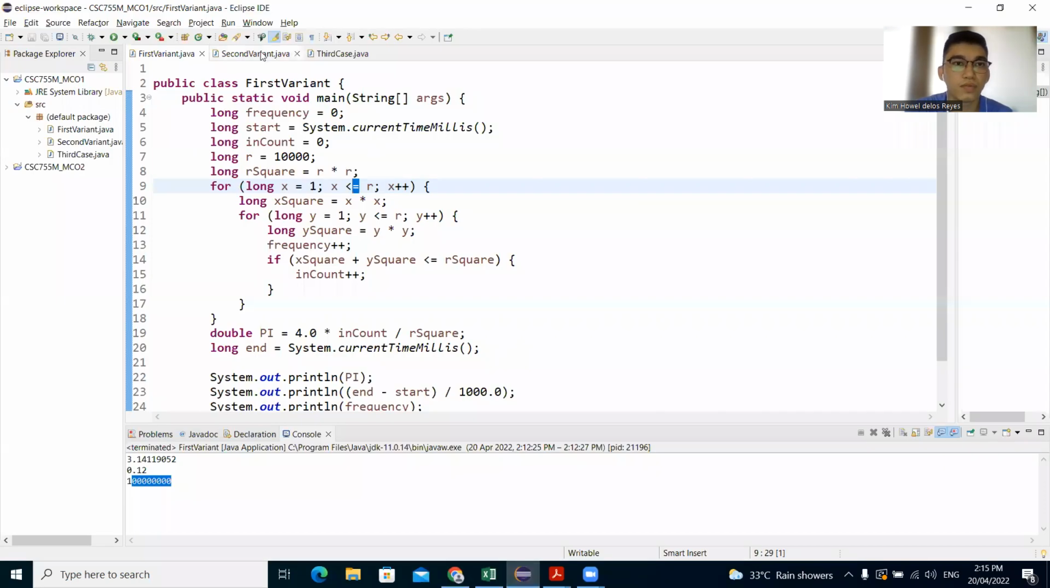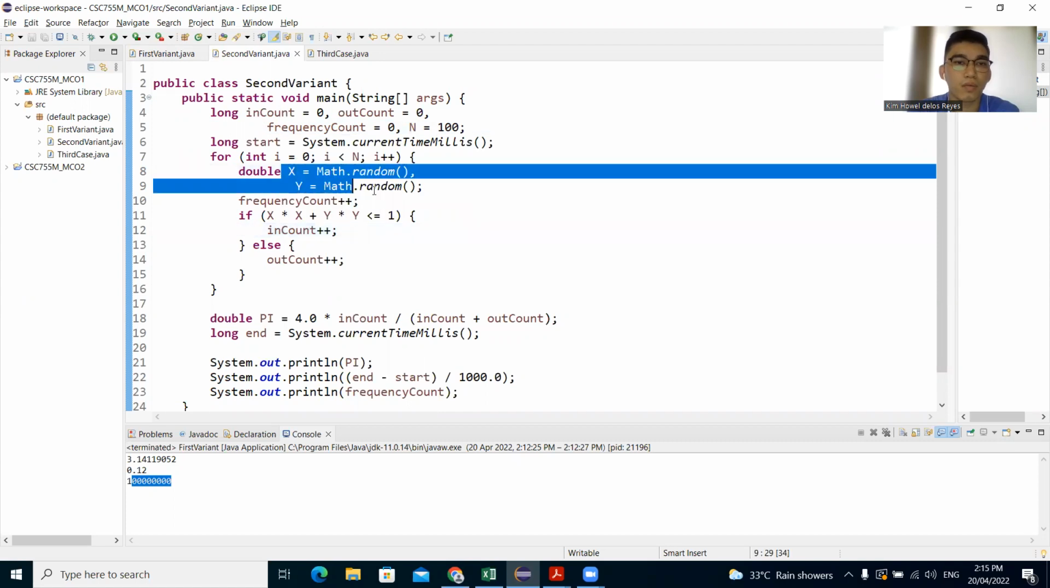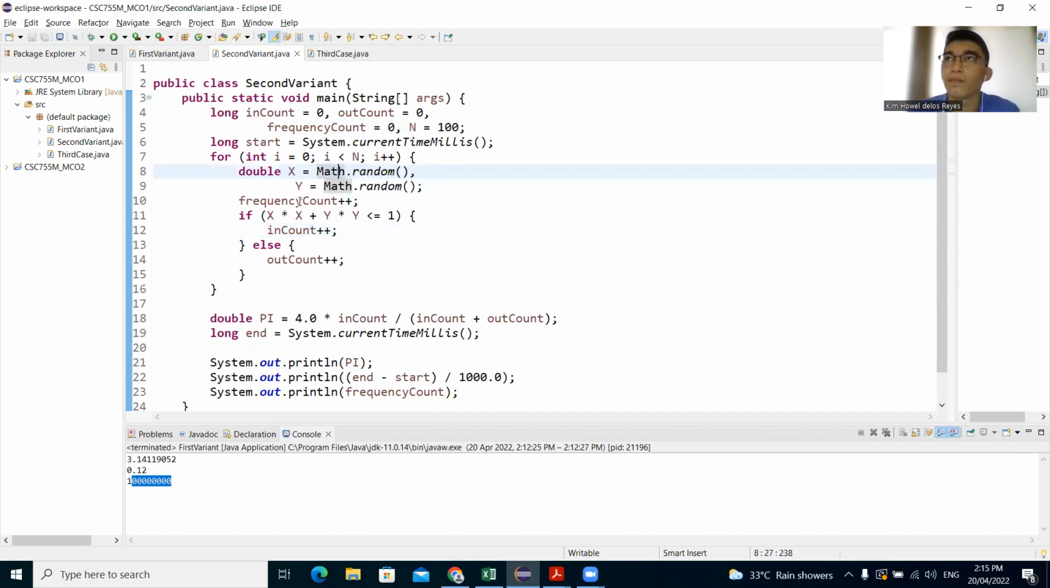So essentially, what variant 2 is doing is we create two random values for x and y, and then we just calculate if the distance of those ordered pair x and y is less than or equal to 1. Okay, so essentially, if the condition is met, we just increment the variable in count, meaning that point is inside the shaded region.